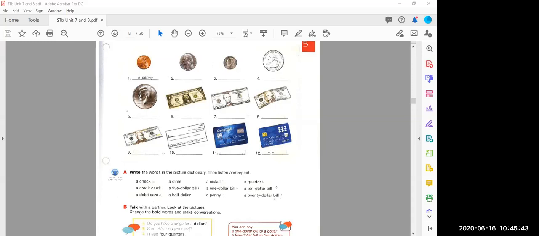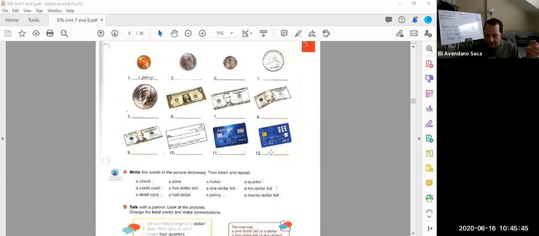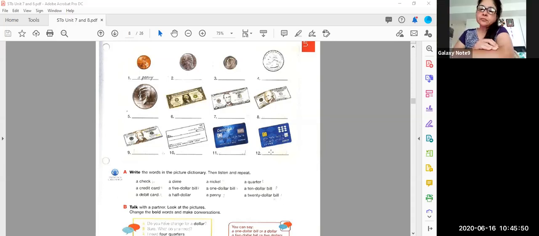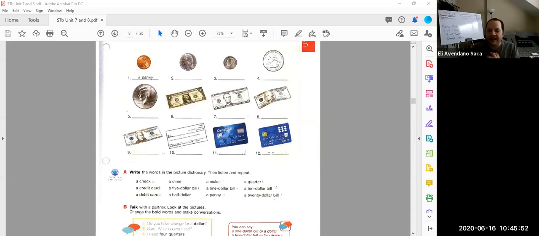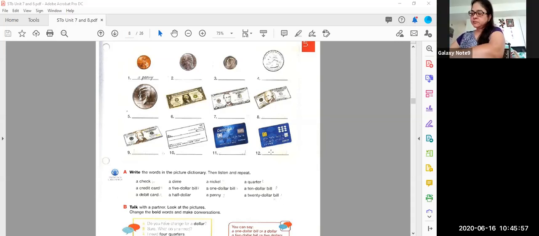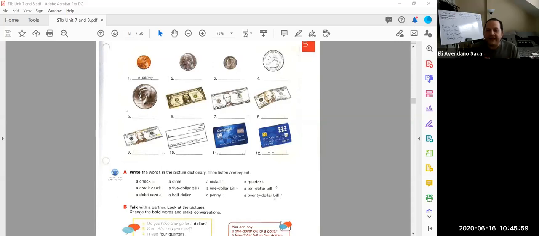So there are two types of accounts, right? Checking account and savings account. Savings, S-A-V-I-N-G-S, savings. From the word save, del verbo save, S-A-V-E. To save money, it's an excellent habit. Right. So that's the difference, credit card versus debit card.